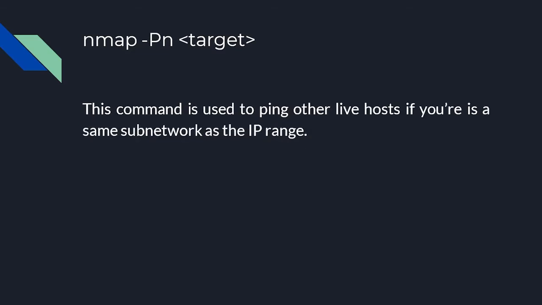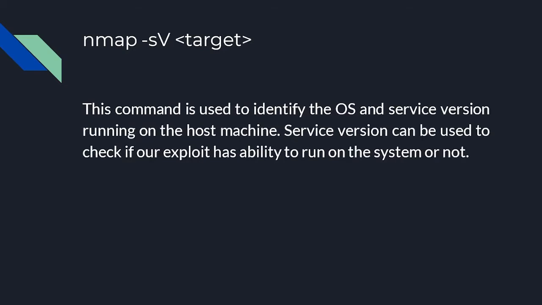The next command is nmap -Pn and your target. This command is used to ping other targets and it lets us know if the target is alive or not. The next command is nmap -sV and target. This is one of the most important commands in the Nmap tool because this command displays the version of the services which are running on the ports, and it also detects the OS version of the target.